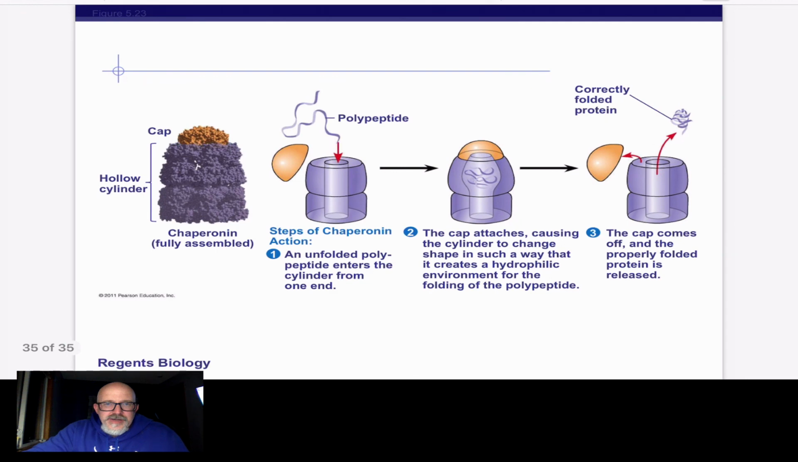Last tiny bit I'll show you. Last slide. This is a chaperonin. This is from your text. I always think of it like a little shaker bottle, right? There's the shaker, there's the cap. You put the polypeptide down into it, so you stick it inside, you put the cap on, and you shake it up. So basically what it does is the internal environment creates an environment so that it can fold correctly, and then as it opens up, it comes out correctly folded.